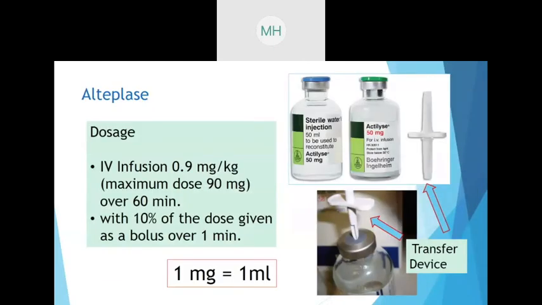So the dosage of alteplase is 0.9 milligram per kilo with a maximum dose of 90 milligrams. We need to actually weigh the patient. We can't simply estimate the weight of the patient. So we calculate the dose of 0.9 milligram per kilo, and we give 10% of that dose as a bolus. The remaining dose is given over 60 minutes.